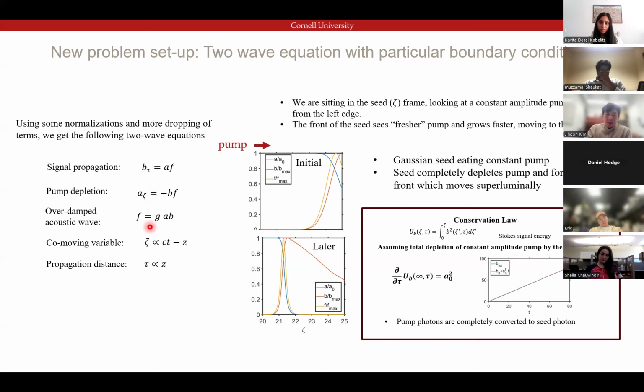And this is a relatively simple system. If you assume total depletion of the pump by the seed, then you get a conservation law. Basically it says that if the pump photon is completely eaten by the seed, then the photons are completely converted into seed photons. Gennady said this is the Manley-Rowe relation, named after some old physicists, but somebody found this in different contexts, I think.